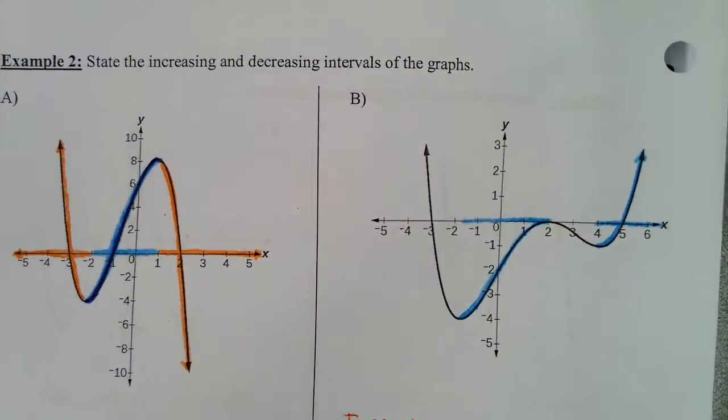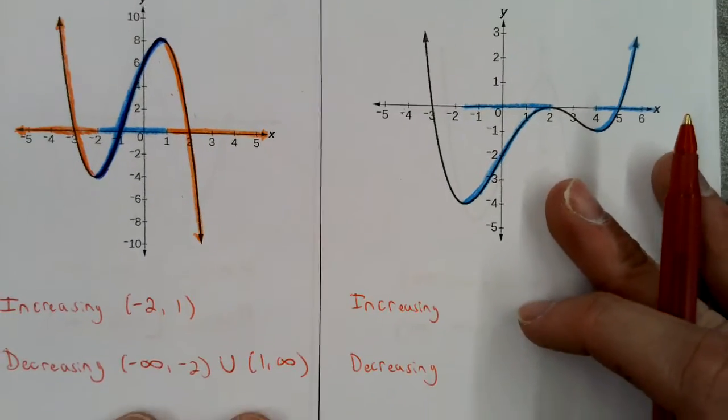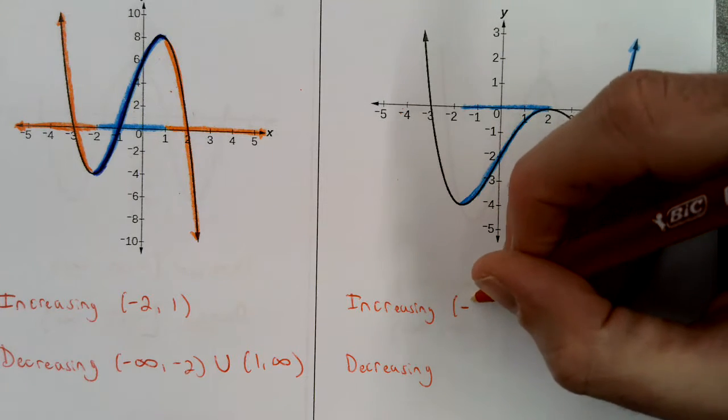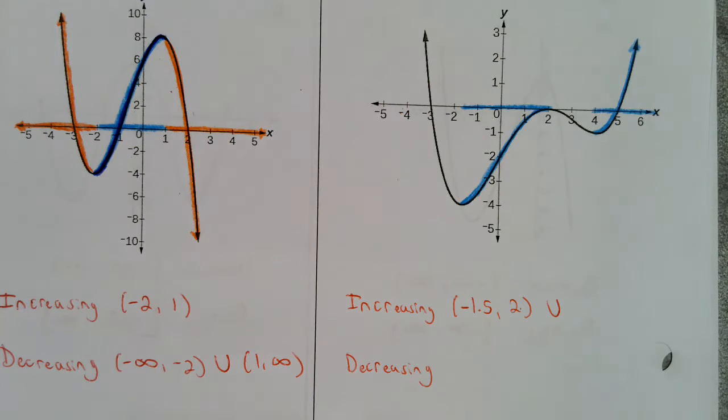So it's looking like about -1.5 up to 2. Just estimate that. -1.5 up to 2. Then again from 4 to infinity.